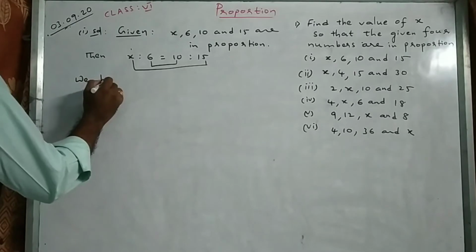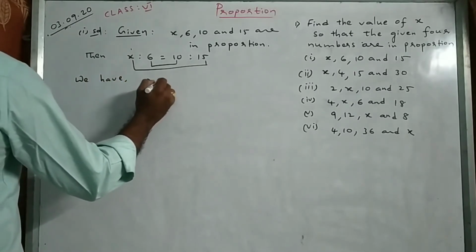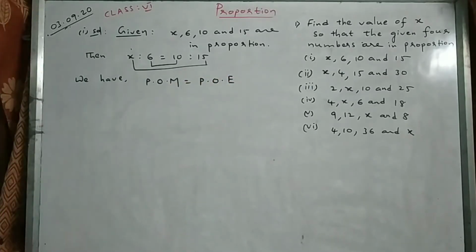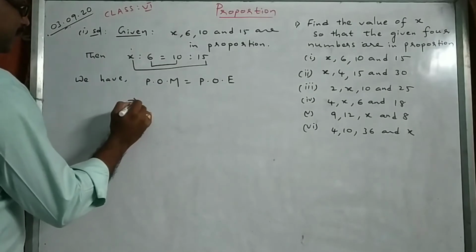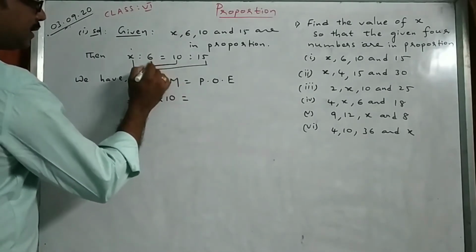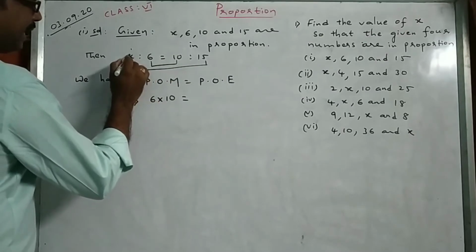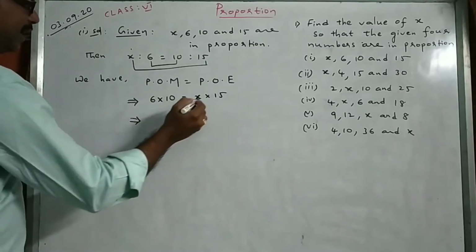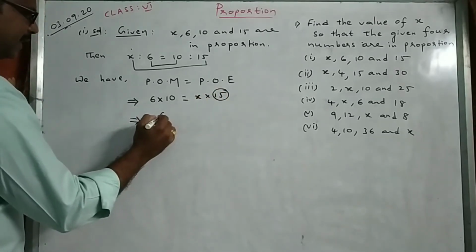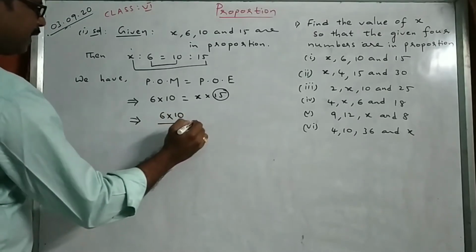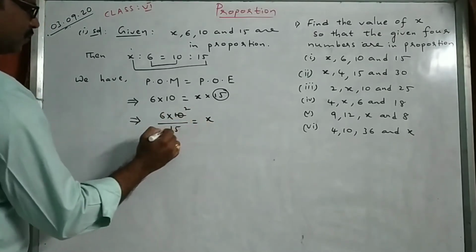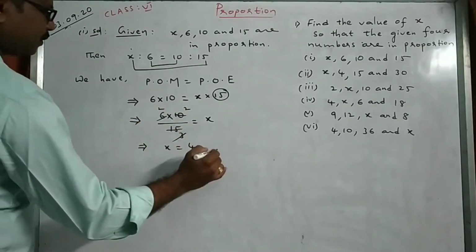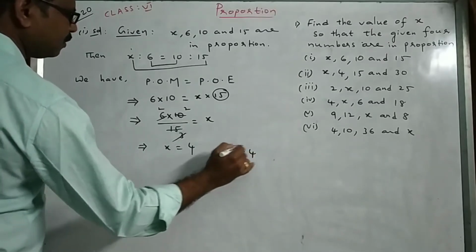We have product of means equal to product of extremes. Write in full form. Product of means x into 10. Means middle terms are called means, end terms are called extremes. So x into 15. So I should find the value of x here. So send 15 this side. 6 into 10 upon 15 equal to x. 5 2's, 5 3's, 3 1's, 3 2's. So what is the value of x here? 4. So x equal to 4.